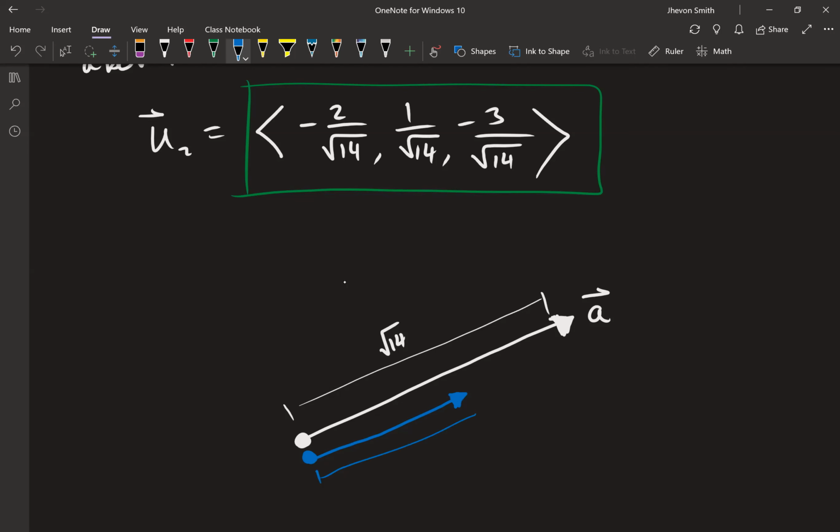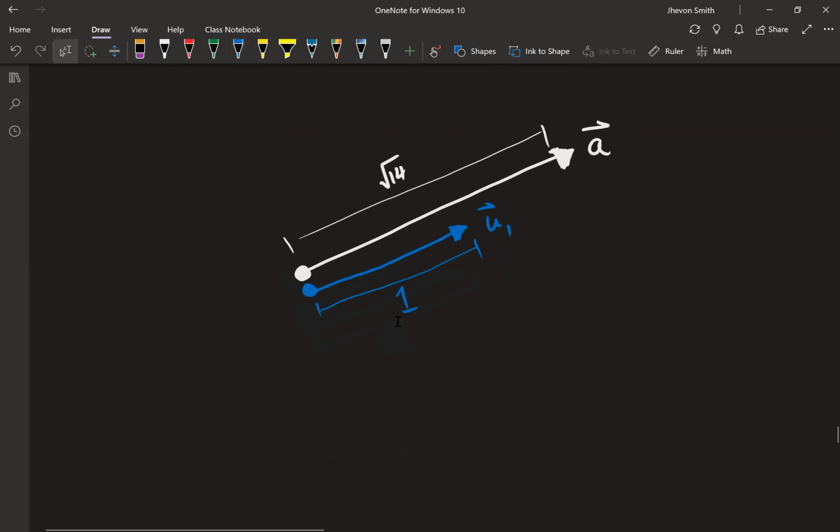This has length 1. That's what I called U1. And then I found another unit vector in the other direction, which is still parallel. So it goes exactly the opposite direction. It also has length 1. That was U2.